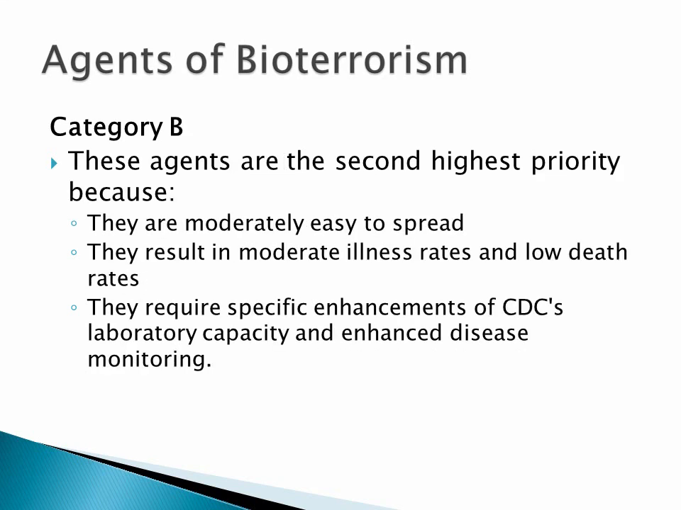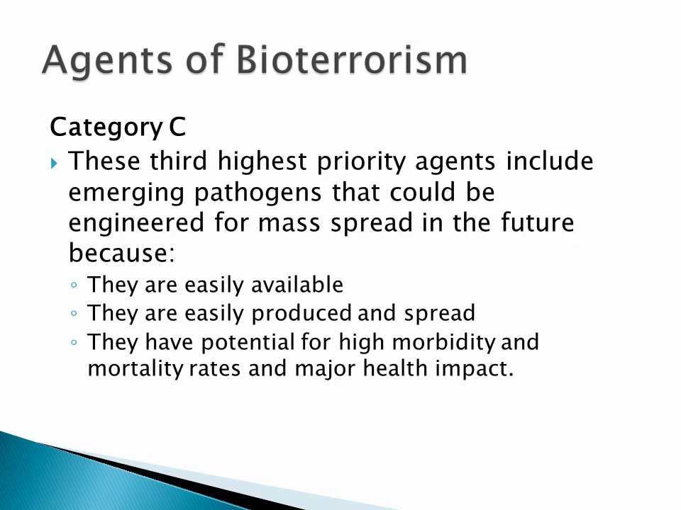Category B agents, these agents are the second highest priority because they are moderately easy to spread. They result in moderate illness rates and low death rates. They require specific enhancements of CDC's laboratory capacity and enhanced disease monitoring. Category C, these are third highest priority agents, and they include emerging pathogens that could be engineered for mass spread in the future because they are easily available, they are easily produced and spread, and they have potential for high morbidity and mortality rates and major health impact.